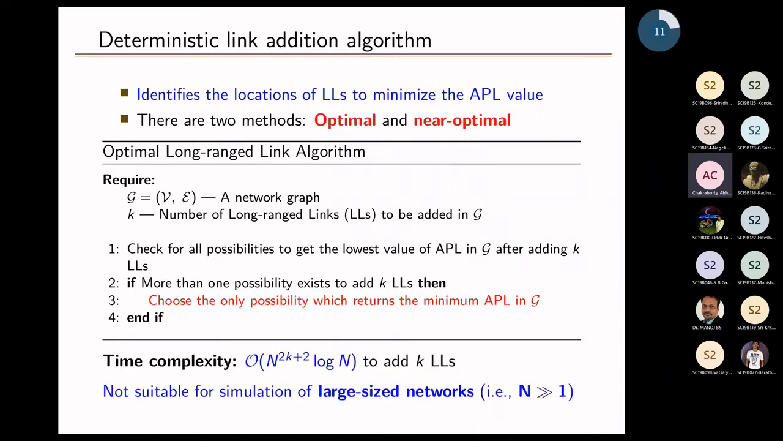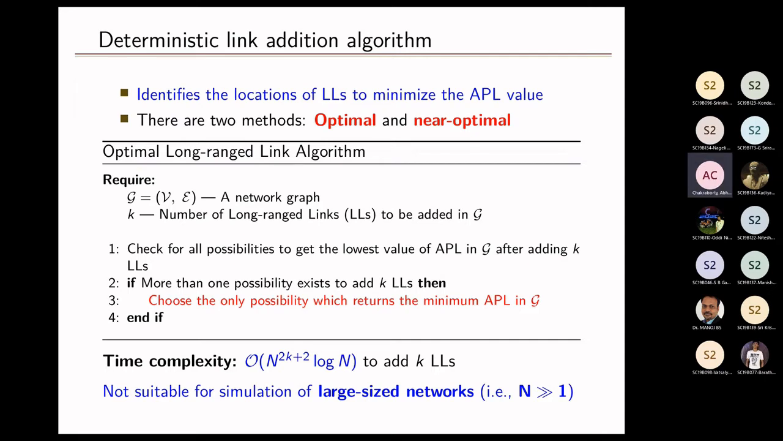As a result, the time complexity is too high: it is n to the power 2k plus 2 log n. Even if k is a simple 5, meaning you are adding only 5 links, it becomes n to the power 12 log n. If n is a 100-node network, it is 100 to the power 12 log n. This is the time complexity just to add 5 links in a network, so it is very difficult to realize in the real world.